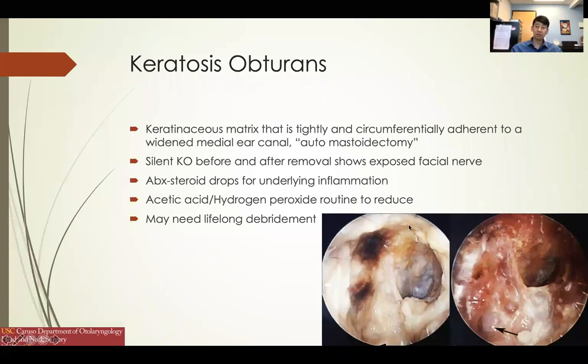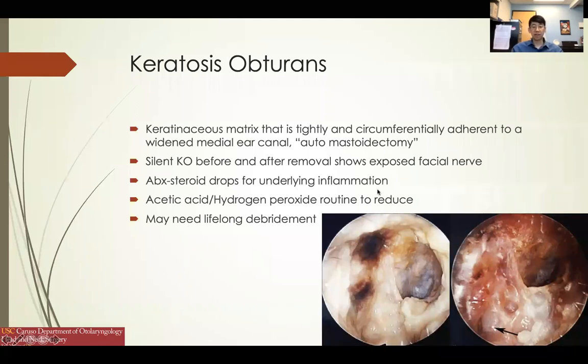So here is an example of keratosis obturans. This is a keratinaceous squamous epidermal matrix that is tightly adherent to usually the medial ear canal, and you can have a widened medial ear canal, which leads to an automastoidectomy appearance. And this is an example of a silent keratosis obturans patient before removal. This is after removal, which actually shows an automastoidectomy back here and actually an exposed facial nerve, so very rare.